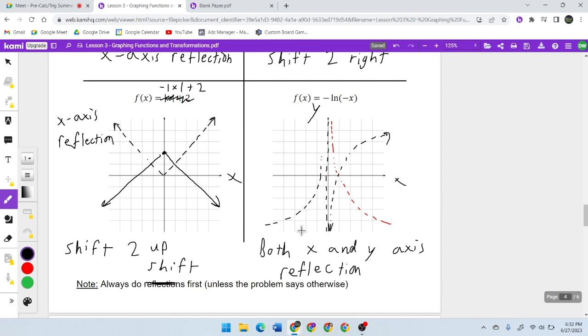Oh, I shouldn't do a dotted line. That's just confusing. The final answer is this black solid line that looks like this. The black solid line is our final answer. We did not move the vertical asymptote at all because there was no horizontal or vertical shifts. So this is our answer. Any questions?